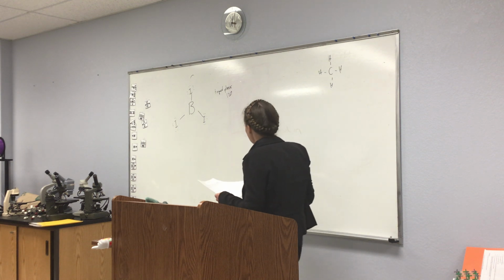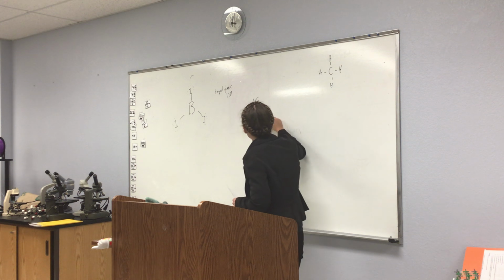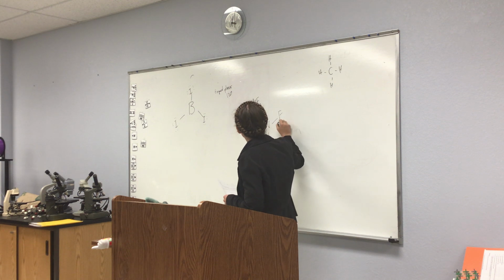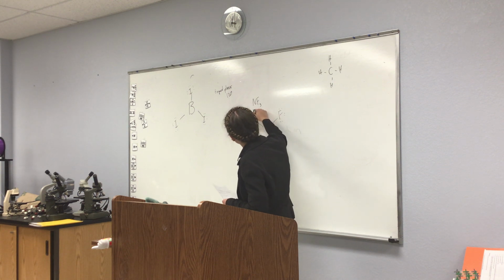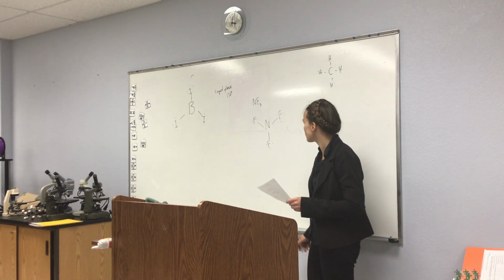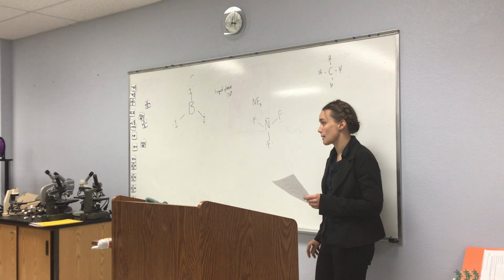Tetrahedral. No, because NF3, this one, you might set it up like this, and then you realize, oh no, I have another bonding pair. You can't turn something into a double bond to make fluorine happy, sorry, nitrogen happy. You just put it there.